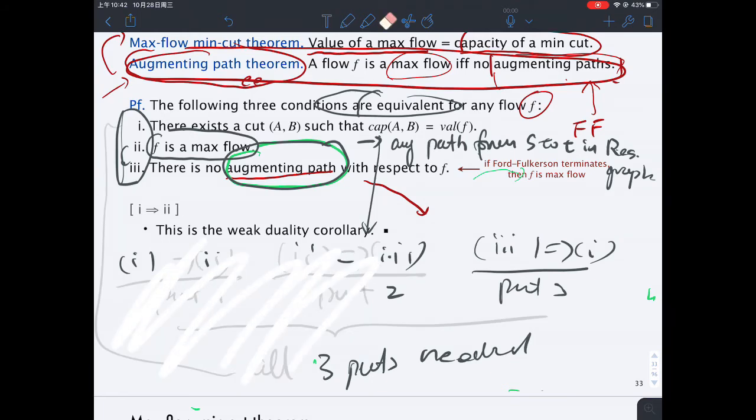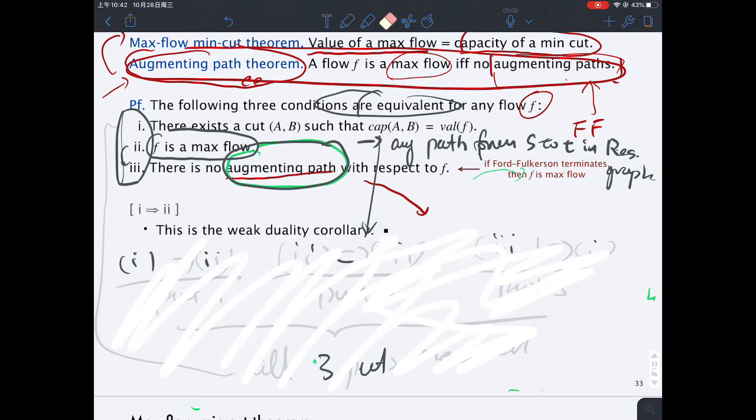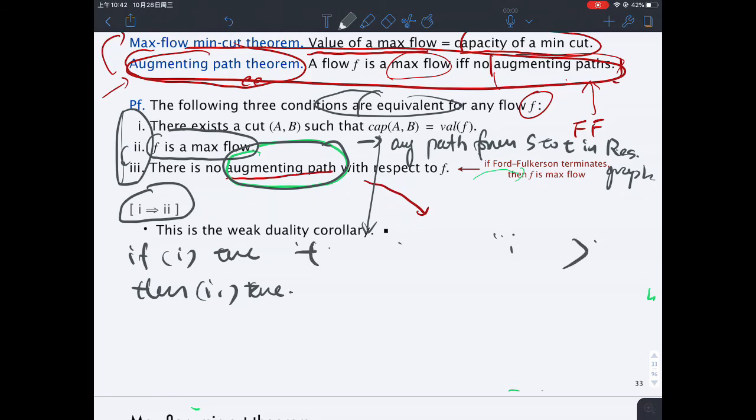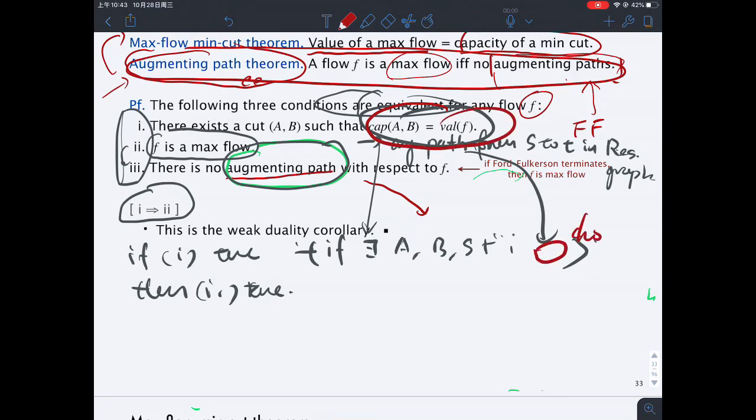So now this is exactly what the slides are trying to execute. The slides first try to prove that 1 implies 2. When we want to prove 1 implies 2, that basically means that if 1 is true, then 2 is also true. So this is what we want to prove. When expanded, that basically means that if there exist A and B such that this equality holds, then that implies F is max flow.